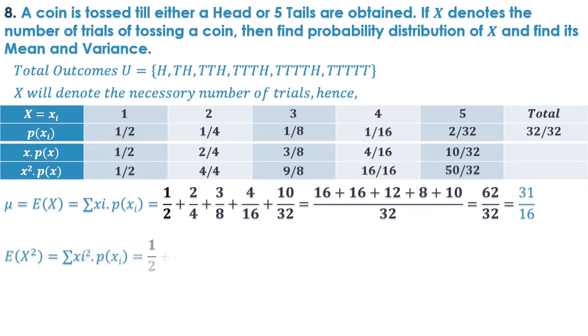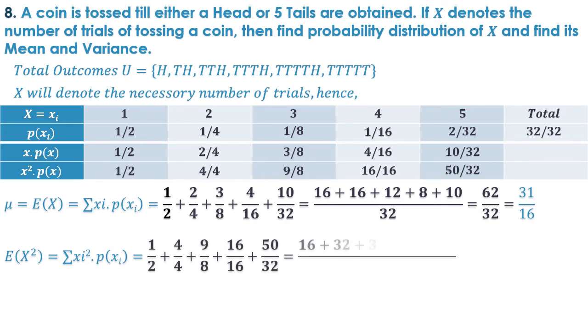Next, x square px. So expectation of x square, which is summation xi square into pxi, just adding up all the x square px values, taking an LCM of those values and then adding them up. 166 upon 32 will be 83 upon 16. Okay, if you are confused, just do it step by step.